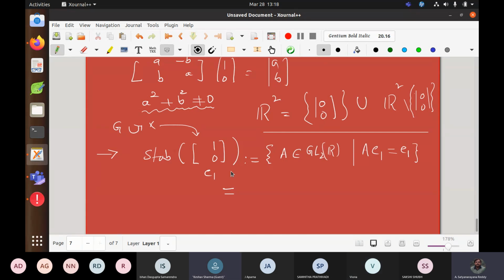Diagonal. Invertible matrices. Okay, that is a different thing. Triangular. Okay, that is also okay. E1 is an eigenvector. So I am collecting all those matrices for which E1 is an eigenvector with eigenvalue 1. When I saw this, I am very happy actually. Stabilizers are exactly those matrices. The stabilizer of a vector X is the set of all matrices for which this given vector X is an eigenvector with eigenvalue 1.